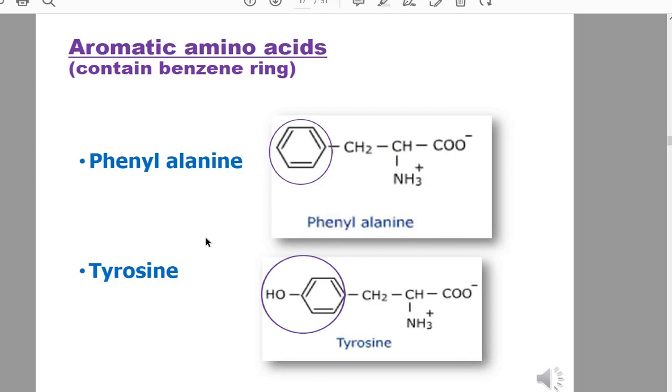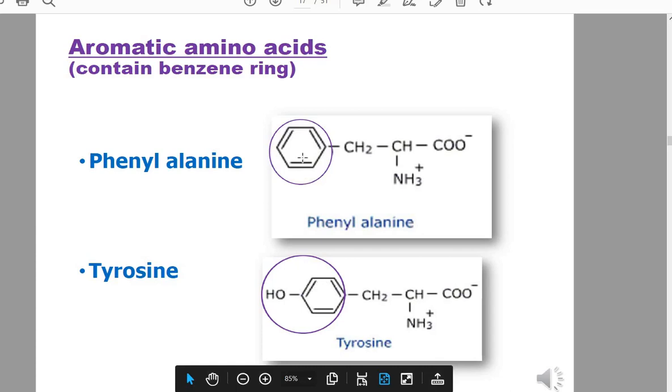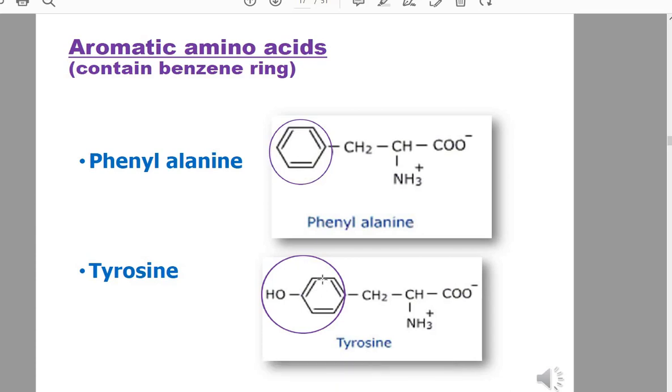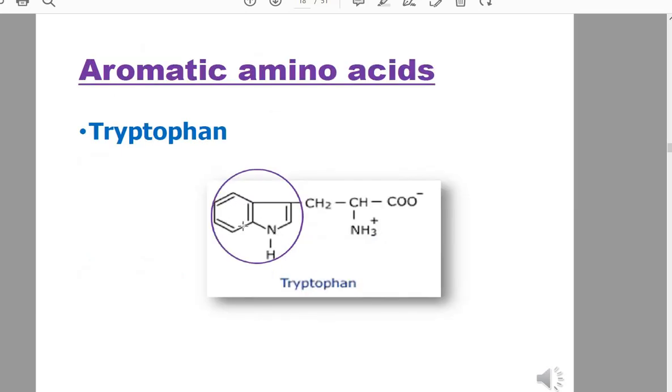Aromatic amino acids. What is the meaning of aromatic? Aromatic means it contains a benzene ring. This figure is a benzene ring. Aromatic amino acids, also three amino acids. You aren't obligated to know or to write the structure of amino acids, but you must know what the aromatic amino acids are. They contain a benzene ring. They are three amino acids: phenylalanine, tyrosine and tryptophan. This is the benzene ring.